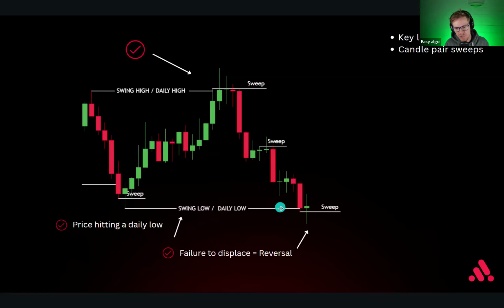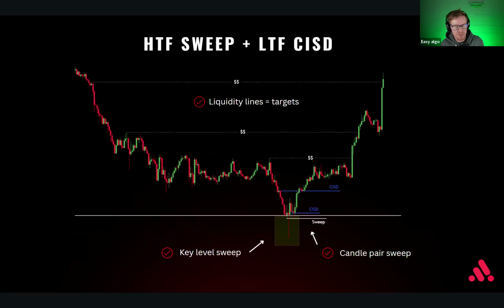Yes, a sweep did occur in that level, which is our failure to displace. We can either wait for that candle closure, or we can mark out the CISD and wait for the CISD to get broken. So zooming in a little bit more now. So this is the process.